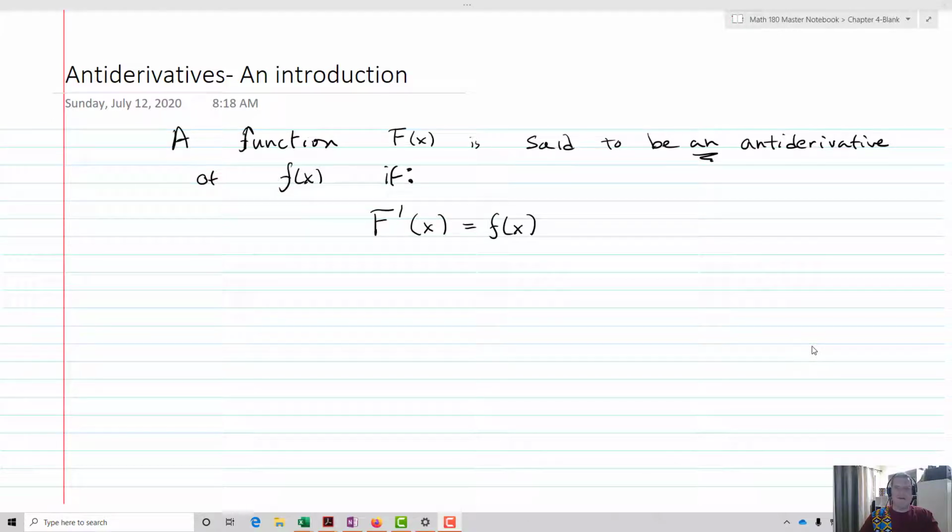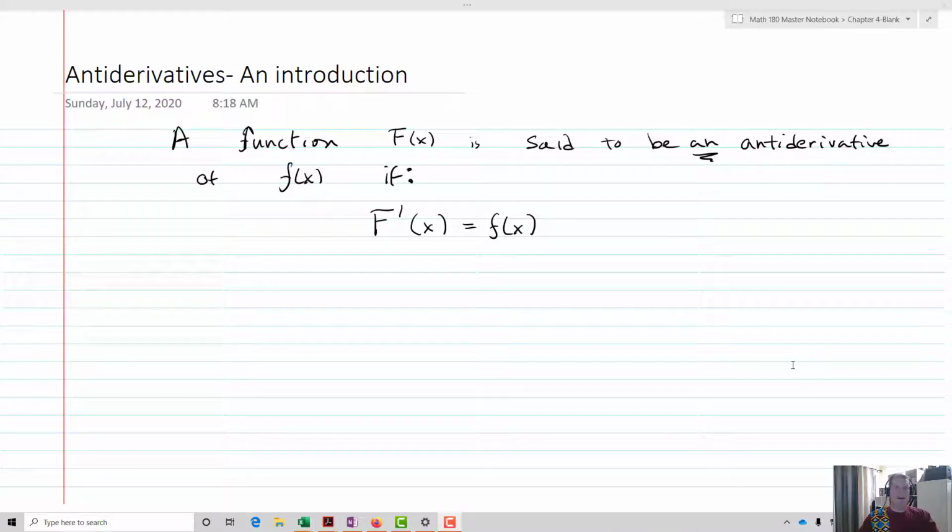So what we're going to do now is begin to introduce the next huge idea of calculus, which is called the integral. And we're going to start out with this idea of the antiderivative, which is a big basic idea inside of integration and the integral.